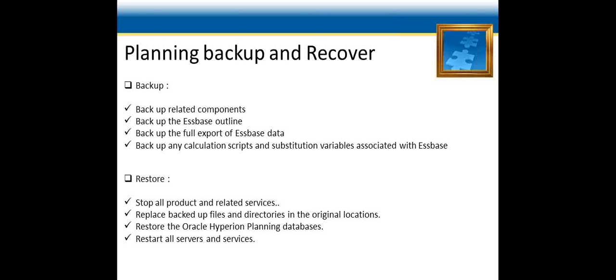To recover your planning application after failure of your server, the first task is you must stop all products and related services. After that, you must replace backup files and directories in the original location. After that, you must restore the Oracle Hyperion planning databases. After performing this task, you must restart all servers and services. So this is all about planning backup and recover.